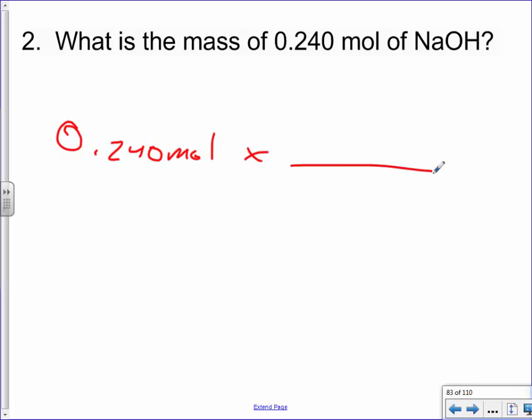And what I want to do is multiply it by a ratio. For my ratio to work, I want this mole symbol right here to be able to cancel with something. So that means I want to put moles on the bottom so those can cancel, and I want to put grams on top. Perfect. So the 40 grams goes on top. If you wanted to, you could put a 1 on the bottom. What this means is that in 1 mole, it is 40 grams. So then multiply. 0.240 times 40, I got 9.6.